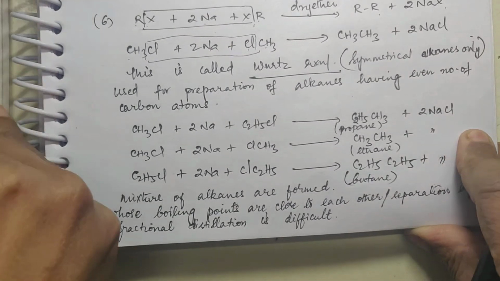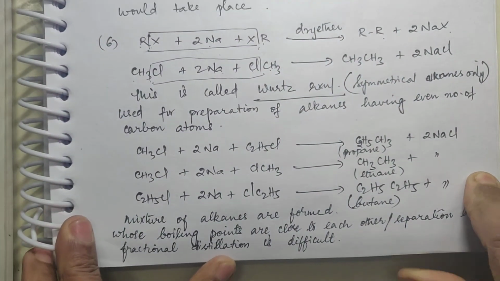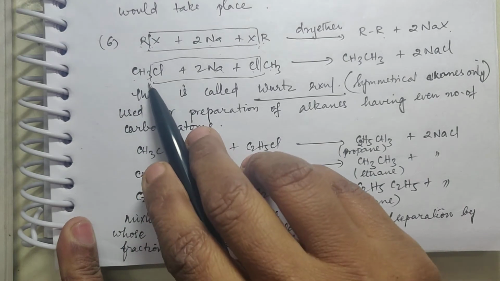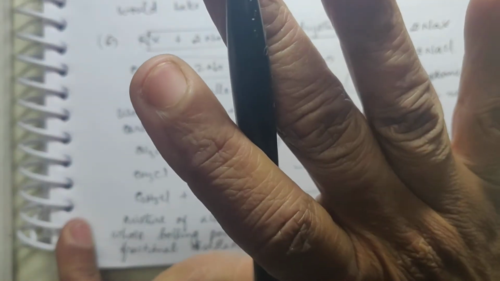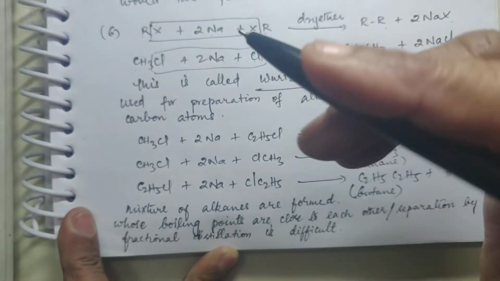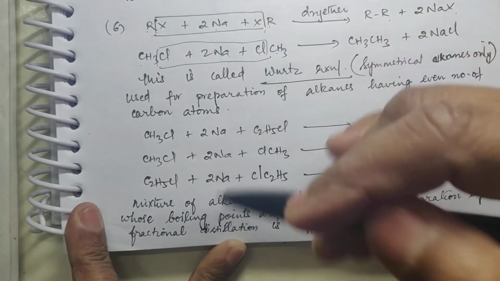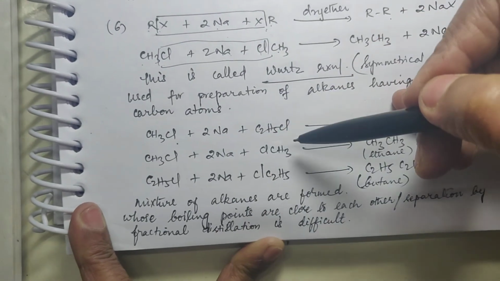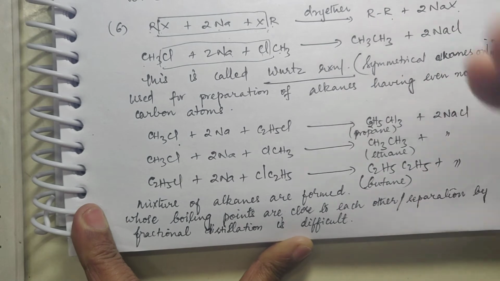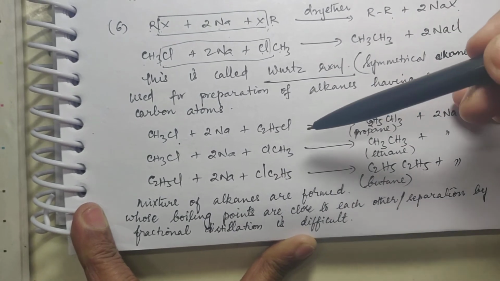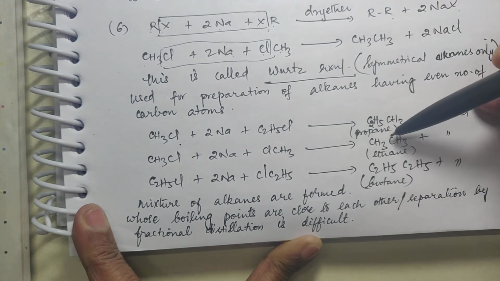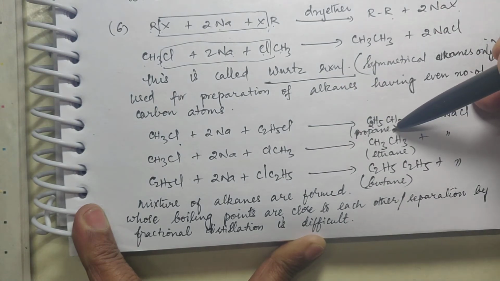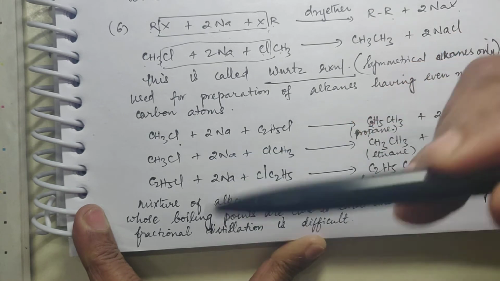Okay. Now what happens? Supposing instead of taking the same RX, that is CH3Cl, you are using only CH3Cl. If you are using C2H5Cl, you will use only C2H5Cl. Okay. Now supposing you take a mixture of CH3Cl and C2H5Cl, then what happens? Let us see. It will give you CH3C2H5, that is propane, is it not?